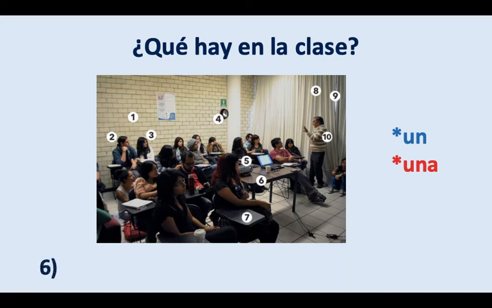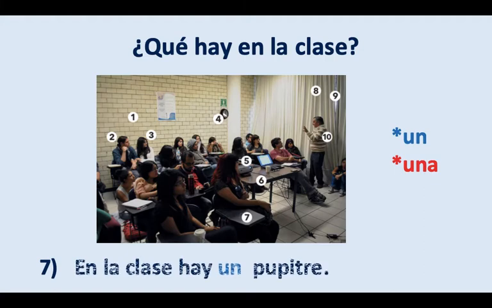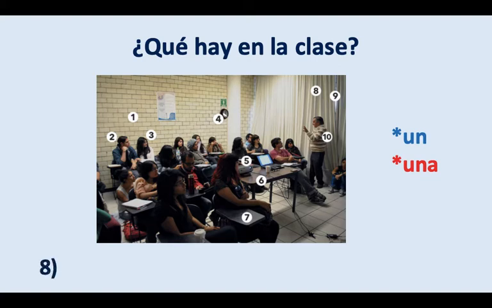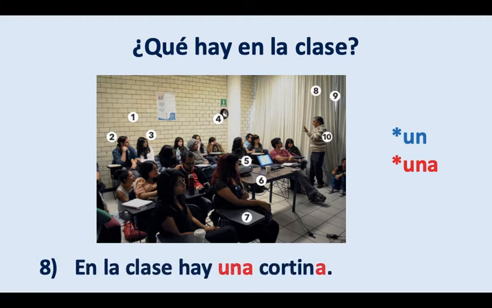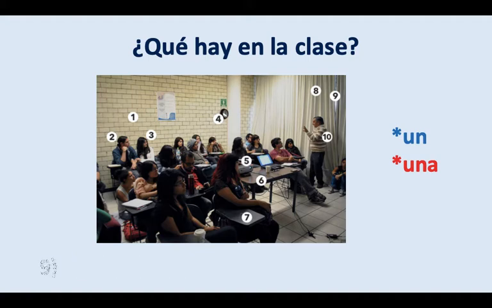¿Qué hay en la clase número 6? En la clase hay una mesa. ¿Qué hay en la clase número 7? En la clase hay un pupitre. ¿Qué hay en la clase número 8? En la clase hay una cortina. There might be some curtains in there, more than one. How would you say that? You got it. Hay unas cortinas. There's some curtains.